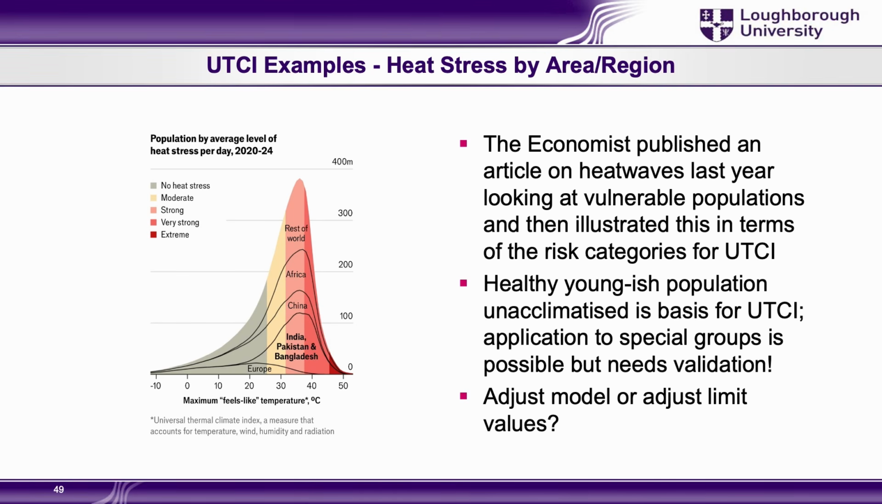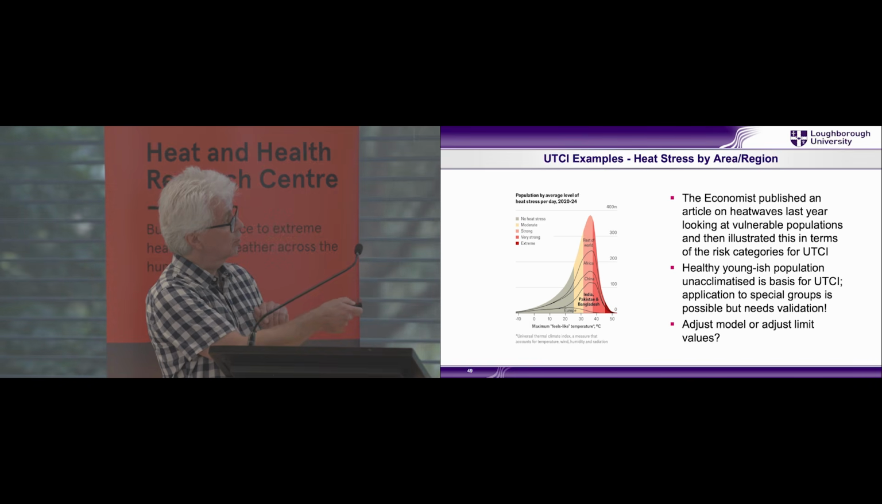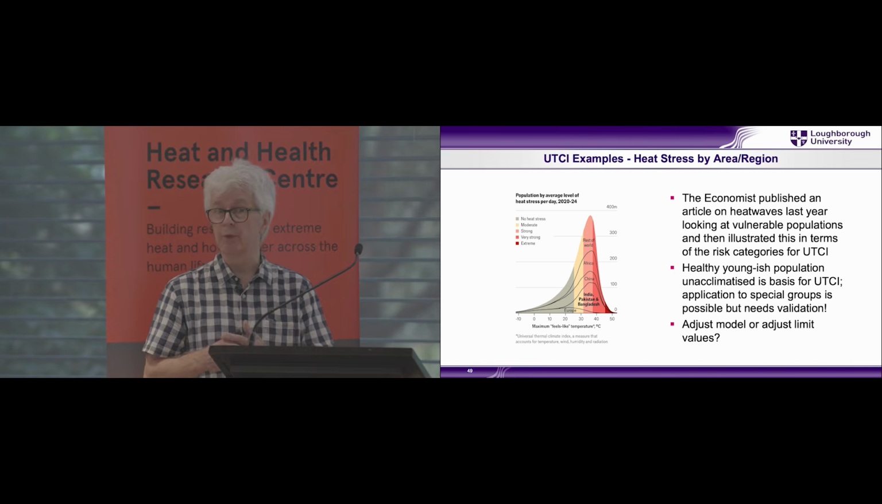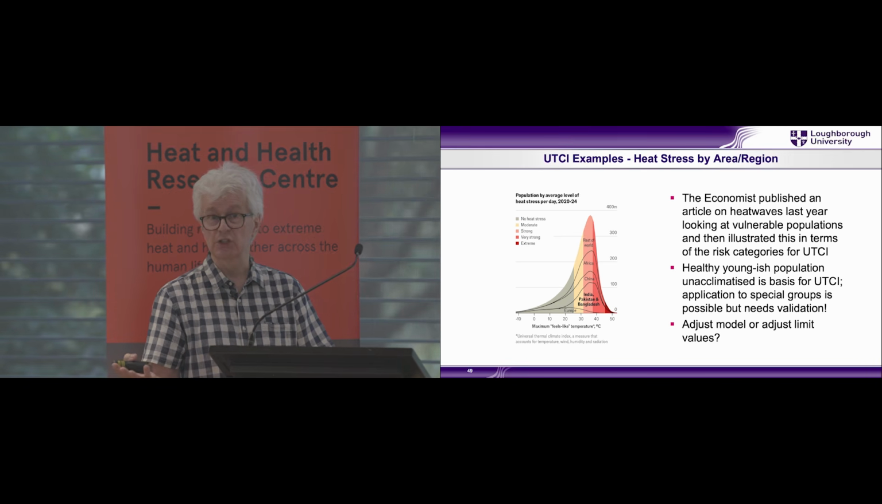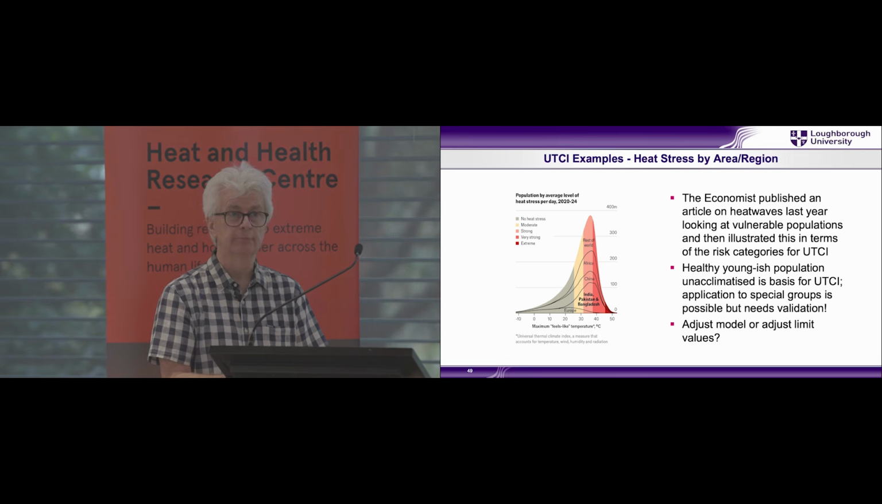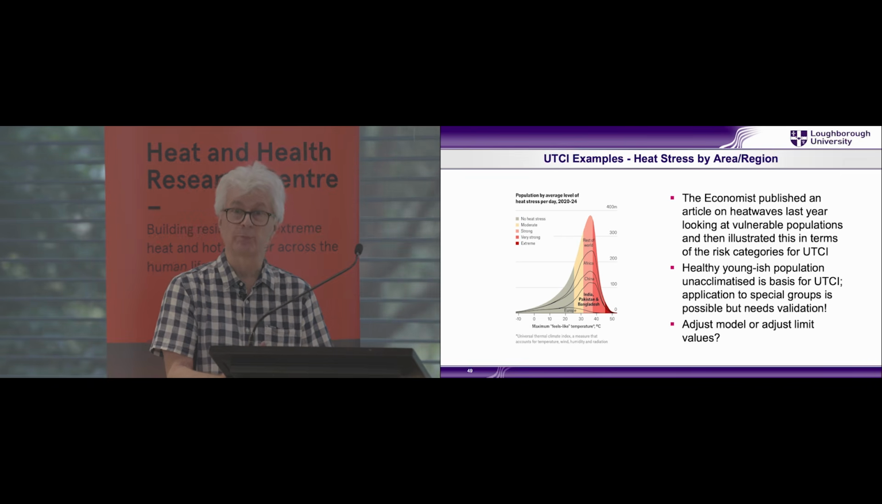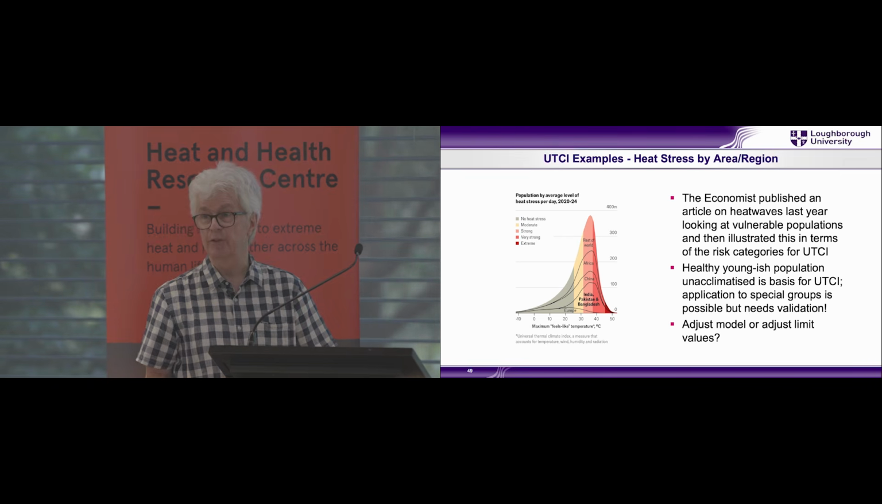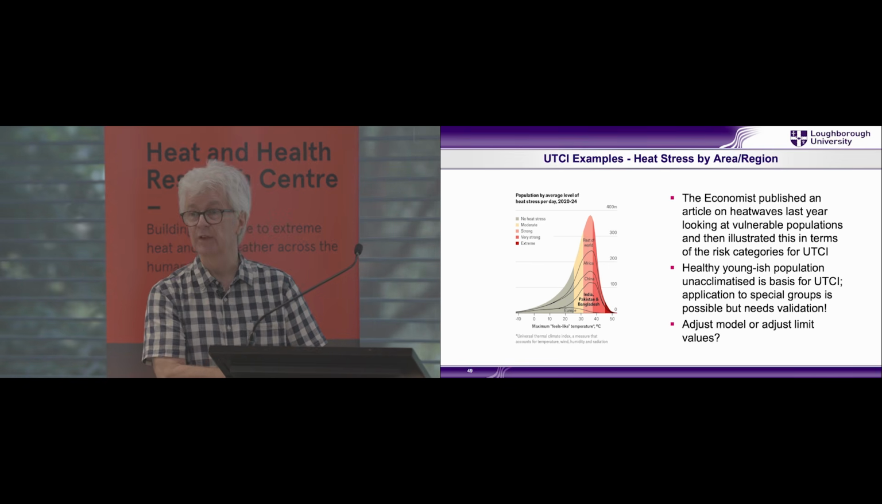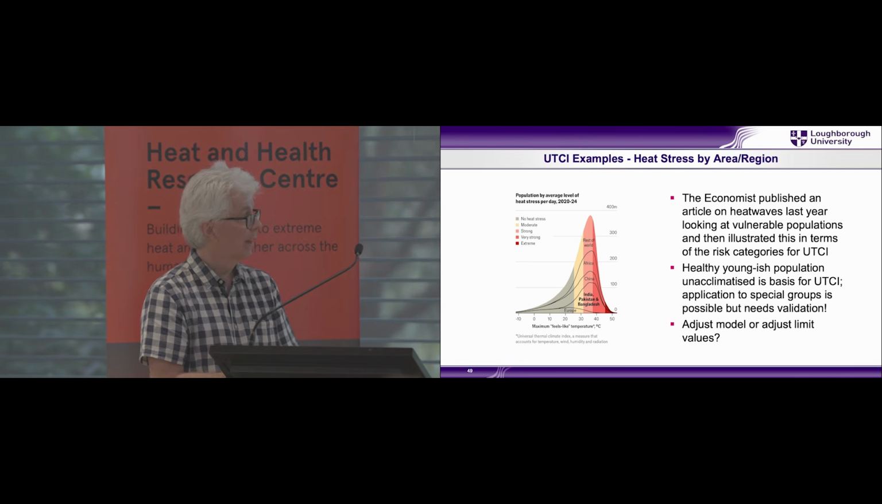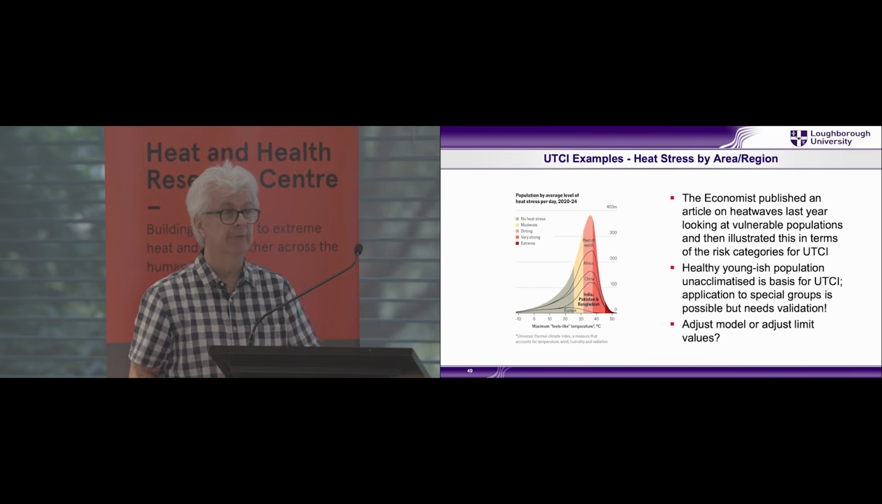So that's, in principle, a good idea to use, but they talked about vulnerable population. And the big question with this index is, if you're going to look at vulnerable population, which might be older people, or people with disabilities, you have two choices. You either have to change the model, which we lock down, so that's a problem, or you have to adjust the limit values. So you would have to change the color scale, for example, for the different populations. And again, we don't have research on that, so please.